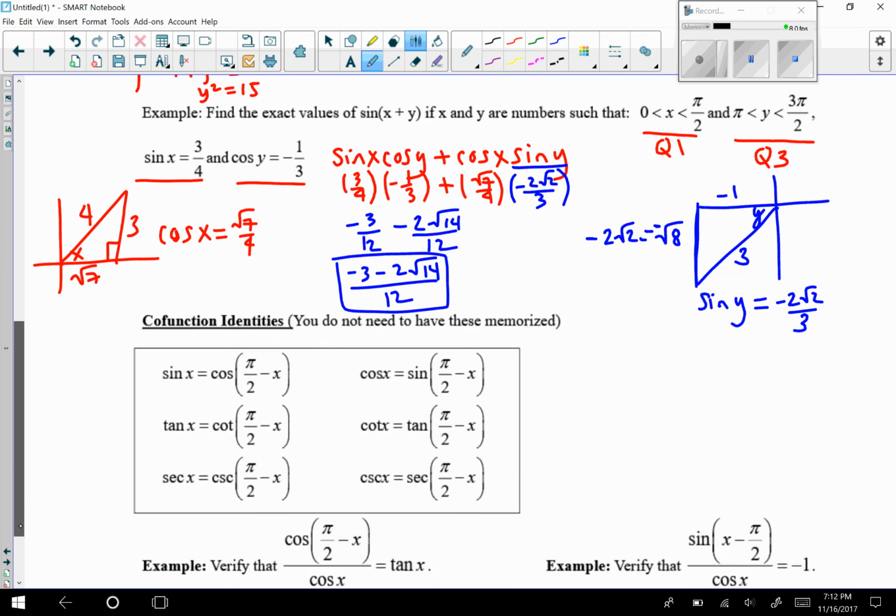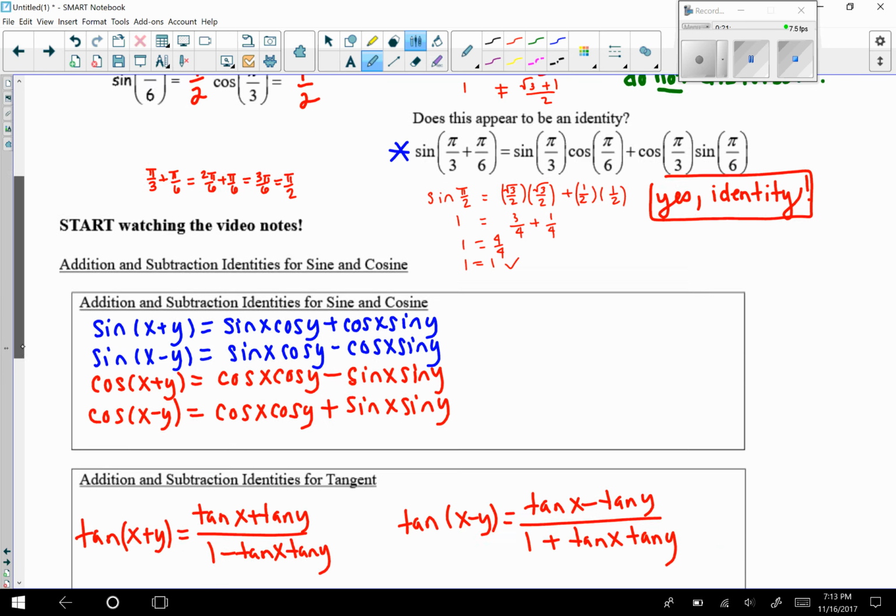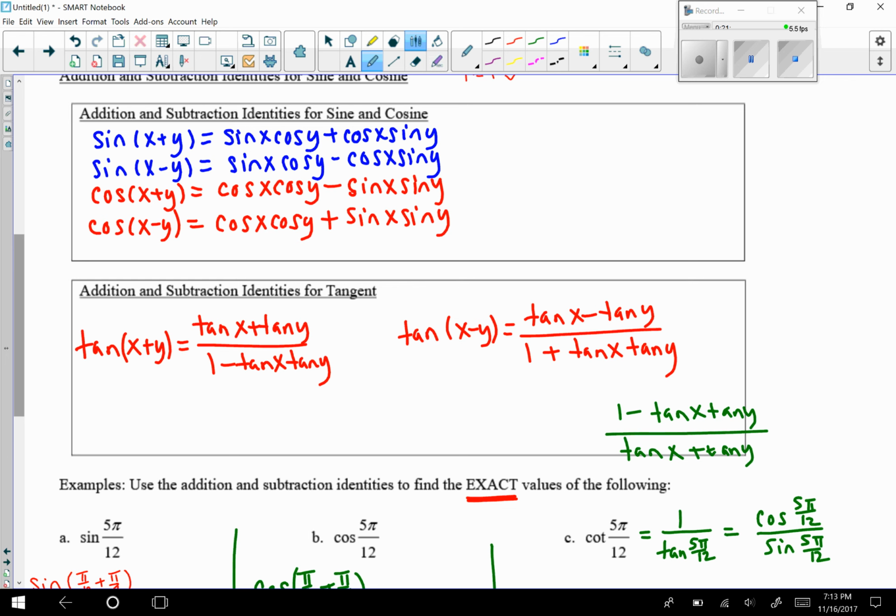So these last two problems are going to be using the cofunction identities, which you will not have to have memorized. So we'll go ahead and do these in class. So don't worry about solving those. But like I said, it's really important that you have these addition and subtraction identities memorized. So please make sure that you memorize these. And we'll talk about the rest in class.